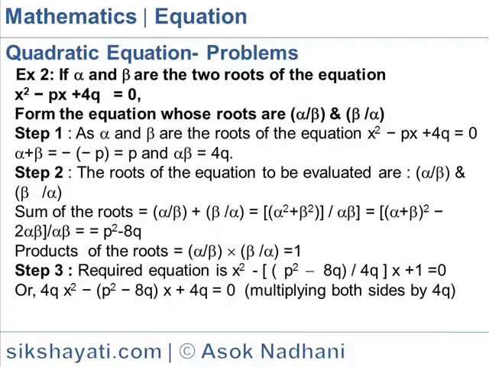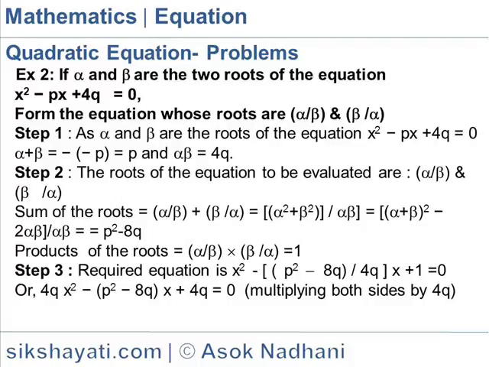If alpha, beta are two roots of the equation x square minus px plus 4q is equal to 0, form the equation whose roots are alpha by beta and beta by alpha. Step 1. As alpha and beta are the roots of the equation x square minus px plus 4q is equal to 0, alpha plus beta is equal to p and alpha beta is equal to 4q. Step 2. The roots of the equation to be evaluated are alpha by beta and beta by alpha.